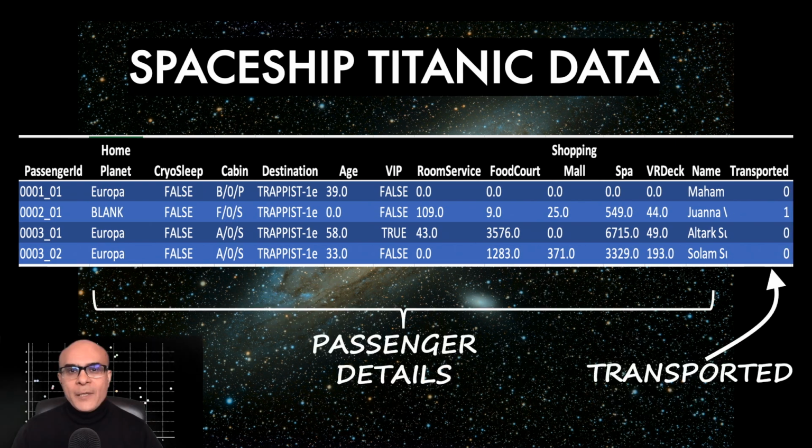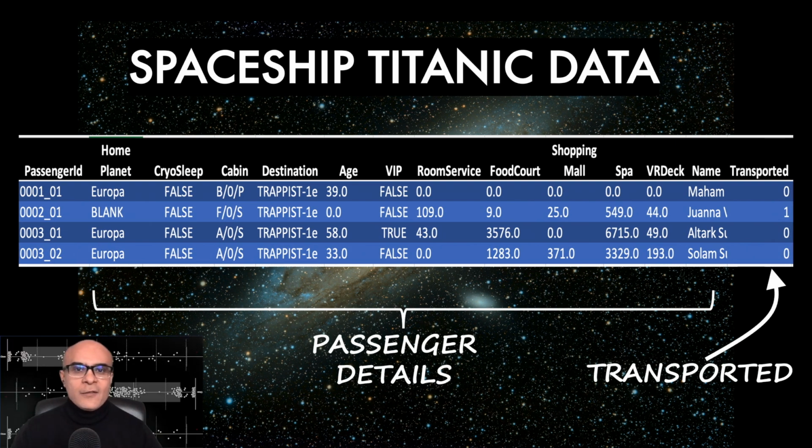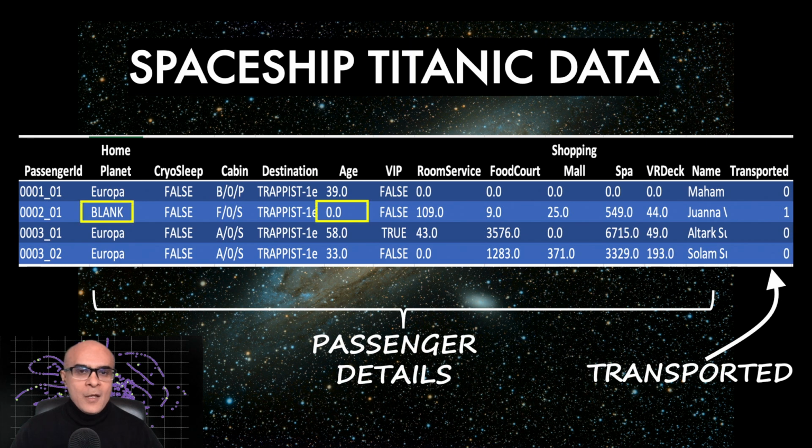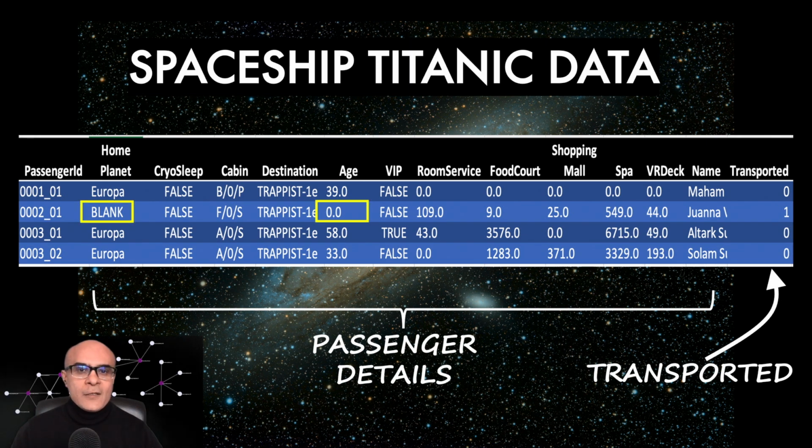The data has got passenger details such as the home planet, destination, age and various other services, as well as an indication if the passenger was transported to an alternate dimension. Many of these columns have some missing values, and my friends, we are going to fill these missing values with some cutting edge data science.